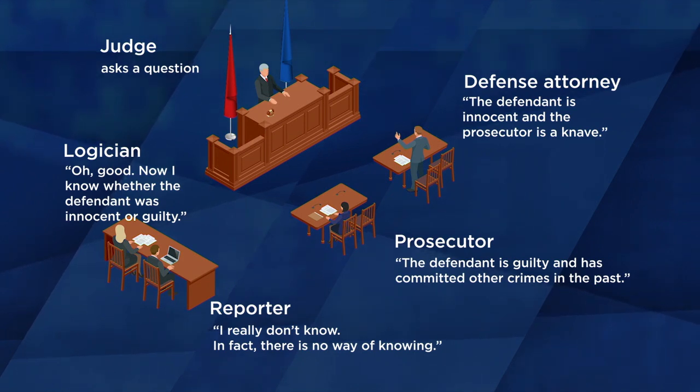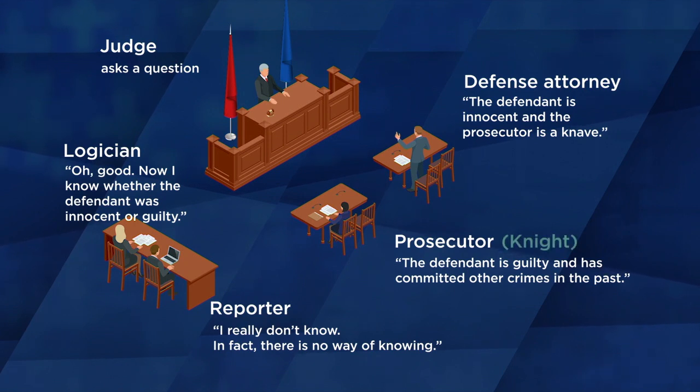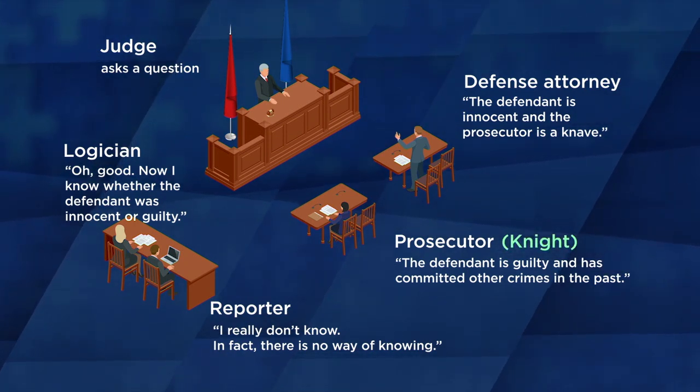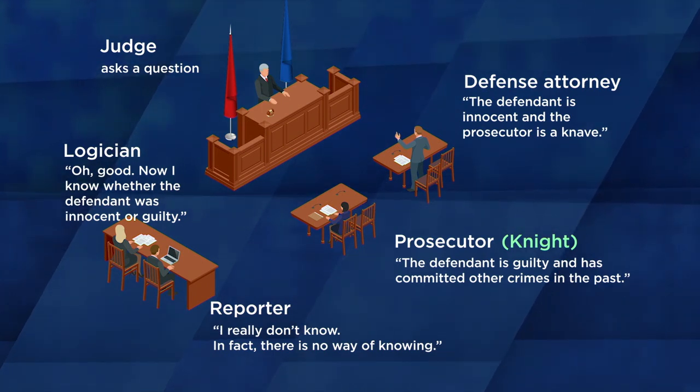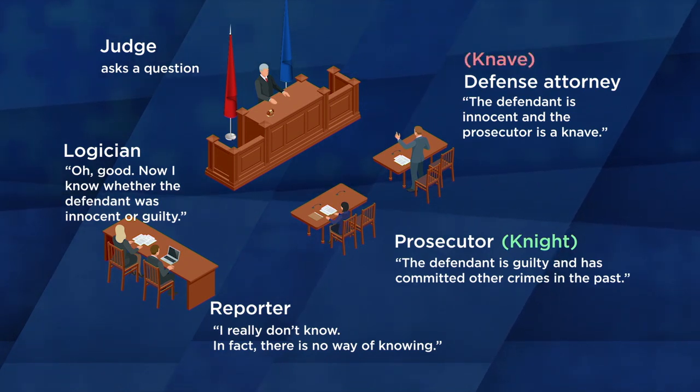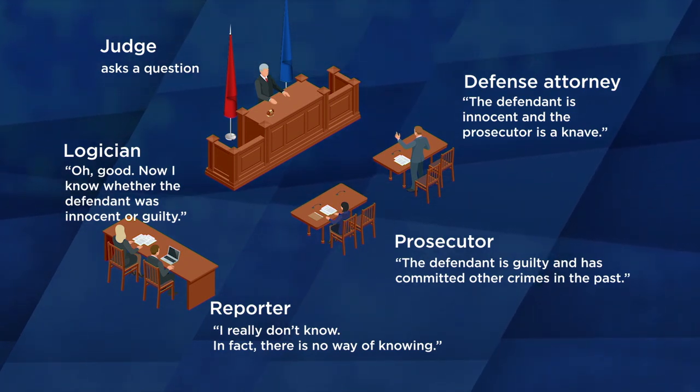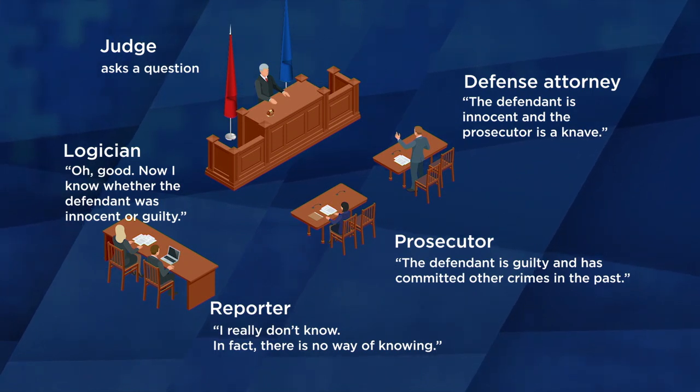So, first, let's suppose the prosecutor answered and revealed himself to be a knight. Since the prosecutor said the defendant was guilty, the judge would now know the defendant was guilty. The judge would also know that the defense attorney was a knave. Moving on, it might be that the prosecutor answered and revealed that he was a knave.